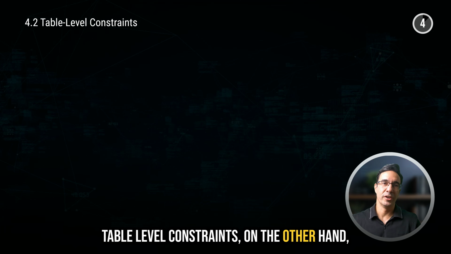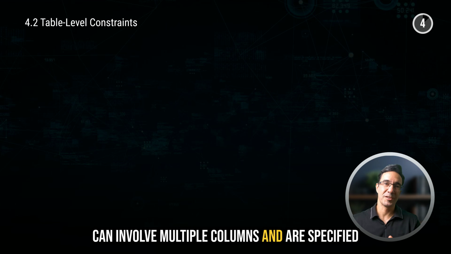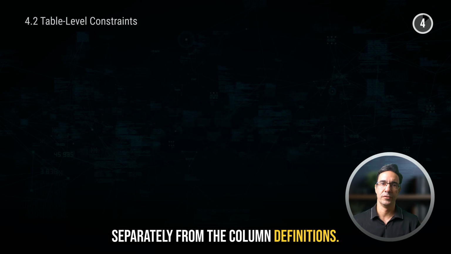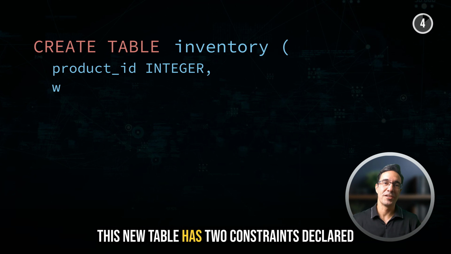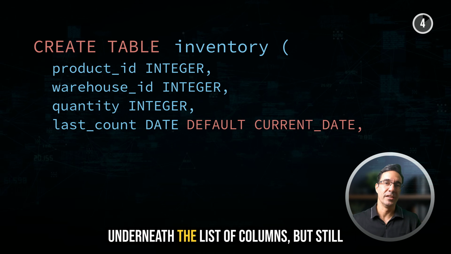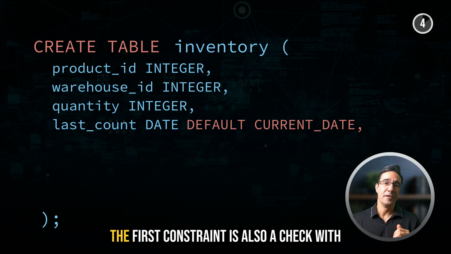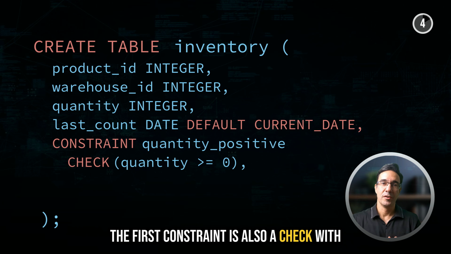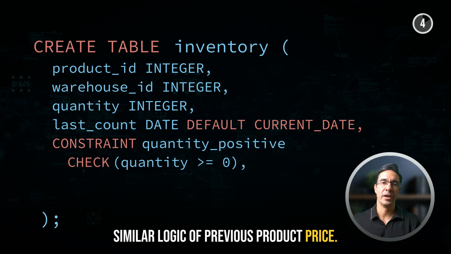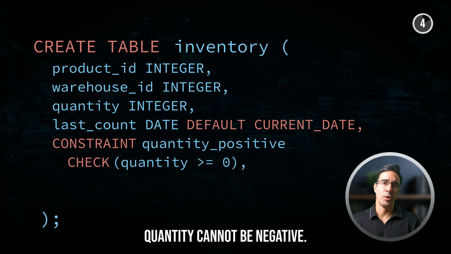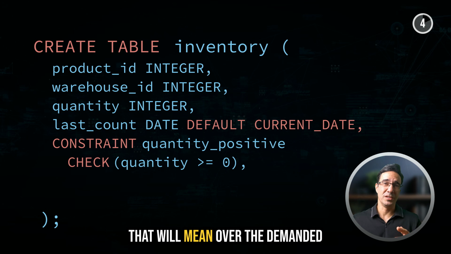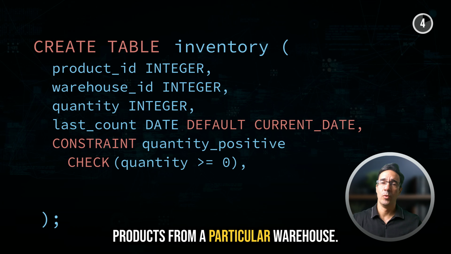Table-level constraints, on the other hand, can involve multiple columns and are specified separately from the column definitions. This new table has two constraints declared underneath the list of columns, but still within the table's declaration parentheses. The first constraint is also a CHECK, with similar logic to the previous product price. In this case, the inventory quantity cannot be negative.